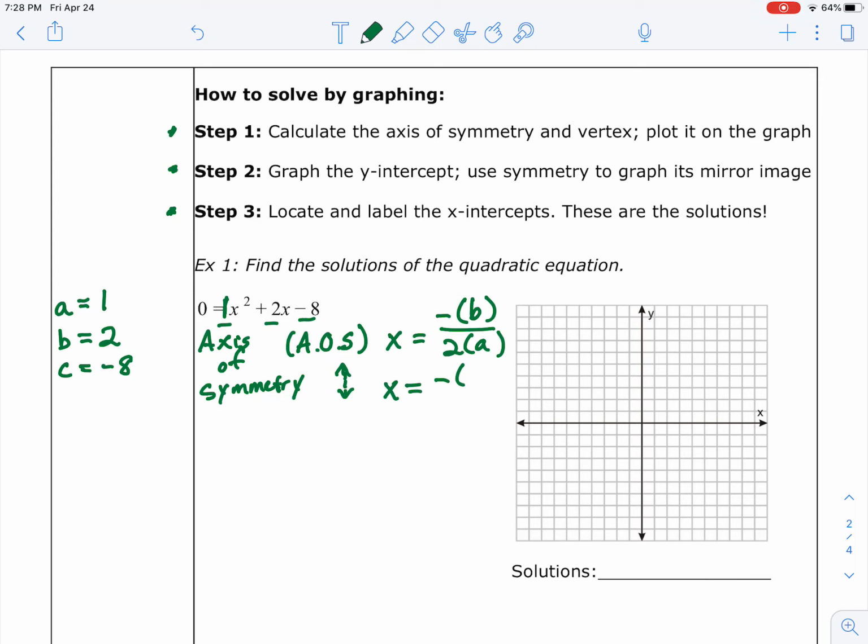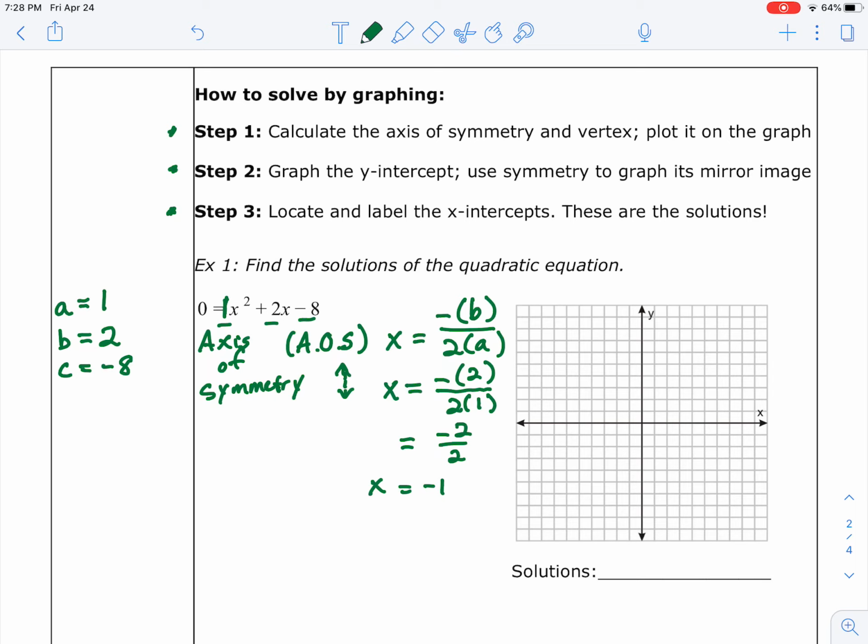So x is equal to the opposite of b, so that negative sign will always be there, and then we'll put the b value inside the parentheses. So the 2 goes in there, and then 2 times the a value. A value in this case is 1. So let's just simplify that. That'd be negative 2 over 2. Negative 2 divided by 2 is negative 1. So the equation for the axis of symmetry is x equals negative 1.